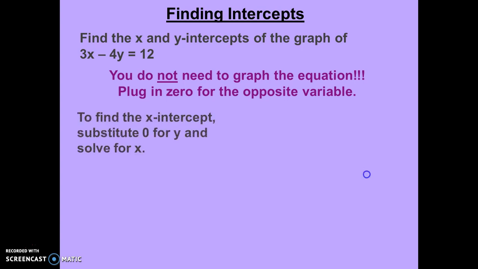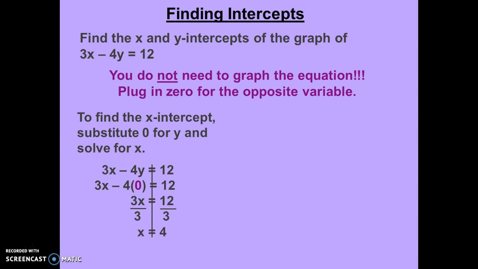Okay, so if I want my x-intercept, then I'm going to take my equation, 3x minus 4y is equal to 12. I'm going to plug in 0 for y. And now what happens is this entire term sort of disappears, right? Because 4 times 0 is 0, and subtracting 0 doesn't change anything. So I can essentially eliminate this term, and I'm left with 3x is equal to 12. Well, if 3 times x has to equal 12, I can divide both sides by 3, and x is going to be equal to 4.